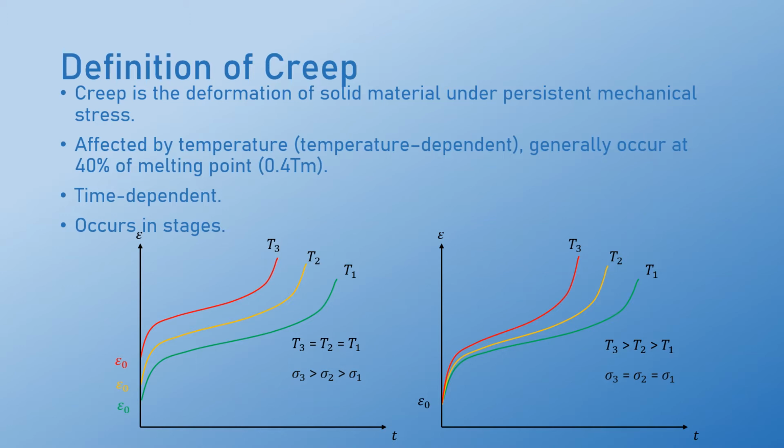So below here we have two examples of strain versus time graph. Each of the colorful curves, red, yellow, and green, represents exactly the same metal, exactly the same material, with exactly the same dimension. However, it underwent different circumstances. The ones on the right underwent exactly the same stress, but different temperature, and the ones on the left undergo the same temperature but different level of stress.